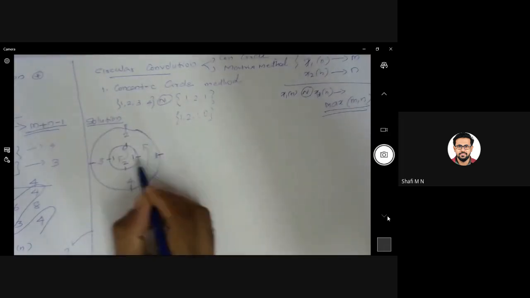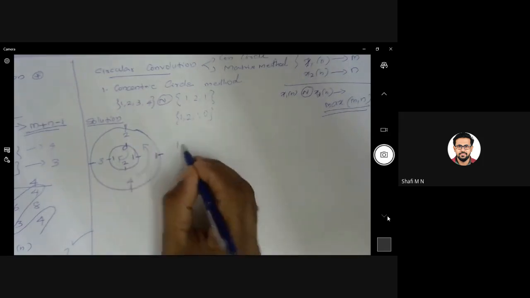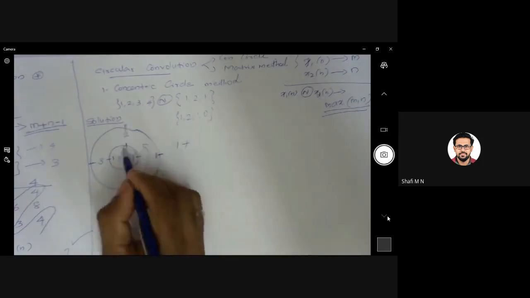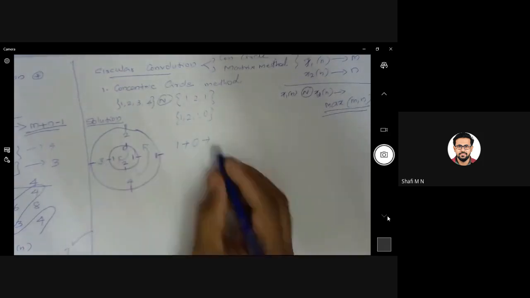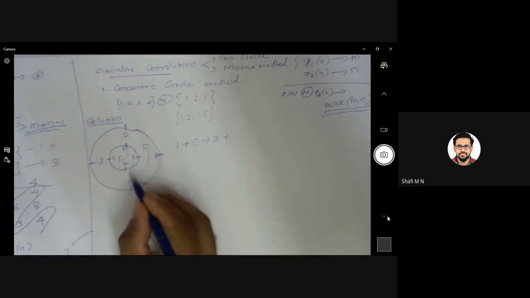Just multiply these two elements. 1 into 1, 1, plus. Now multiply the next two elements. 0 into 2, 0, plus. Multiply these two elements. 1 into 3, 3, plus 2 into 4, 8.